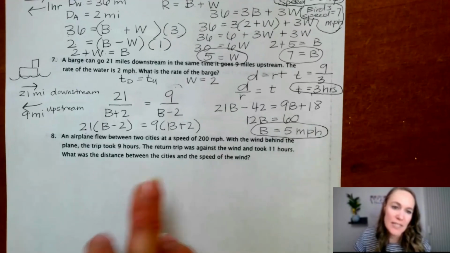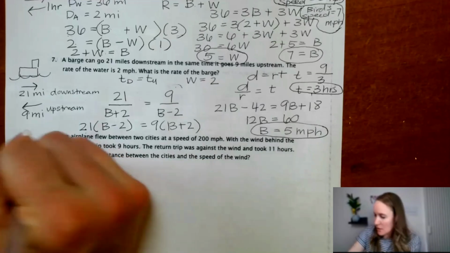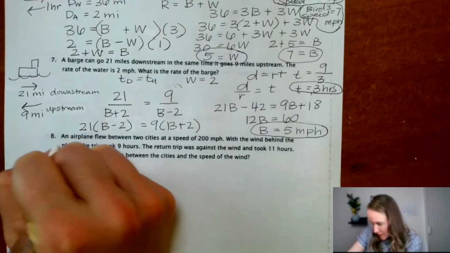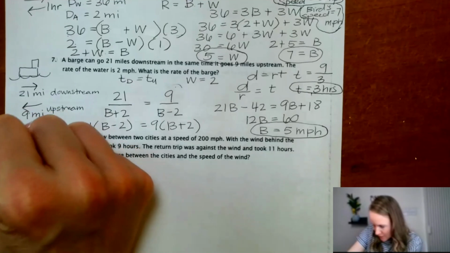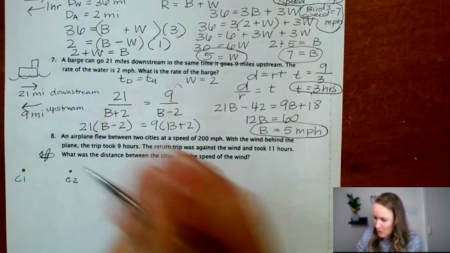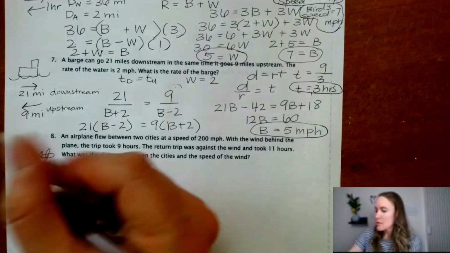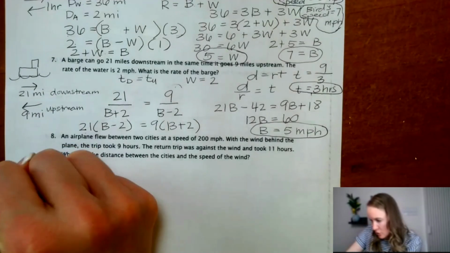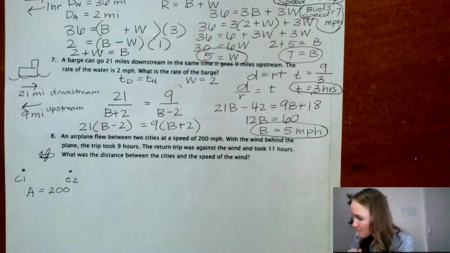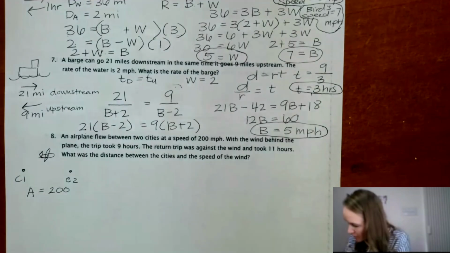An airplane flew between two cities at the speed of 200 miles per hour. Okay, city 1, city 2, and I've got an airplane thingy going on. So you can decide if that looks like an airplane. So the airplane speed is 200 miles per hour. With the wind behind the plane, the trip took 9 hours. The return trip was against the wind and took 11 hours.